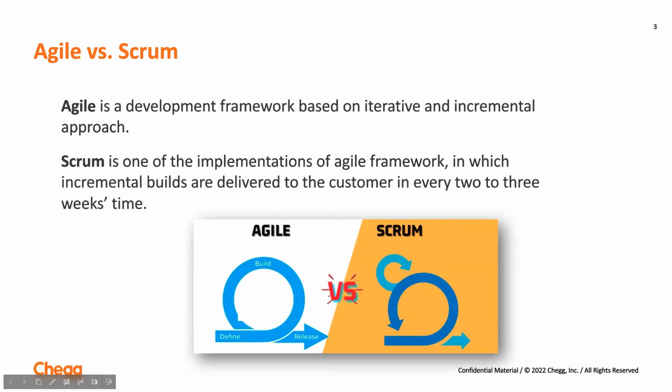Okay, so a few words about Agile, Scrum, and the difference between them. Agile is a development framework based on iterative and incremental approach. It has several implementations. One of them is Scrum, in which incremental builds are delivered to the customer in every 2 or 3 weeks' time. And as you know, at Chegg, most teams are working in 2 weeks long sprint.